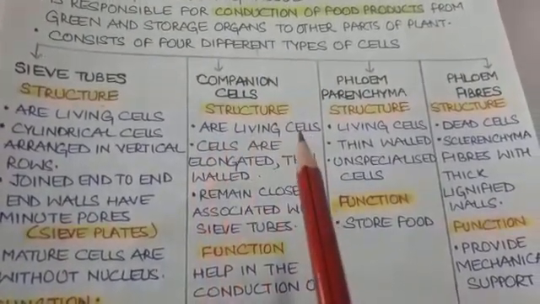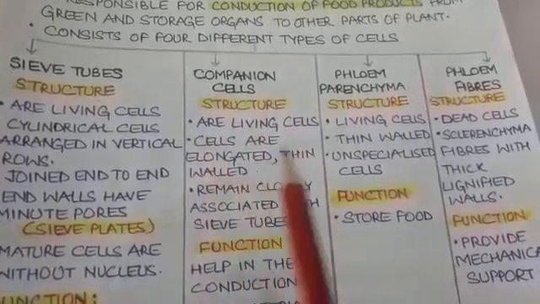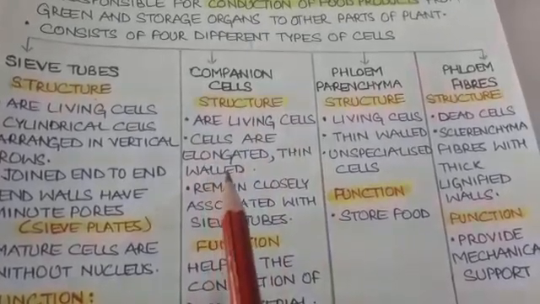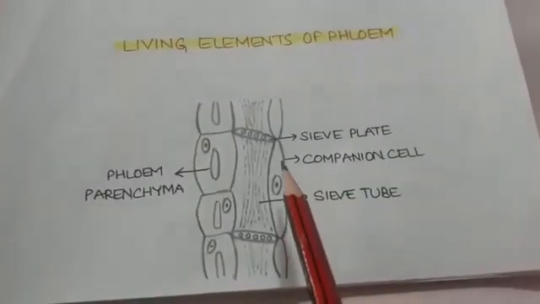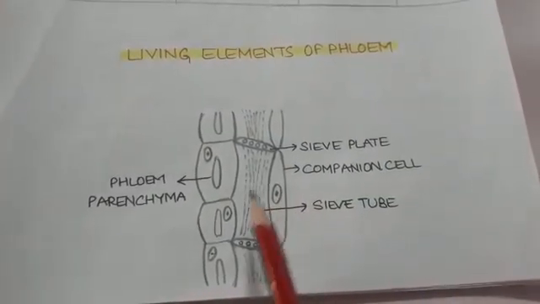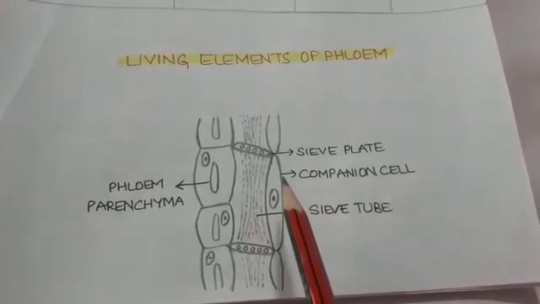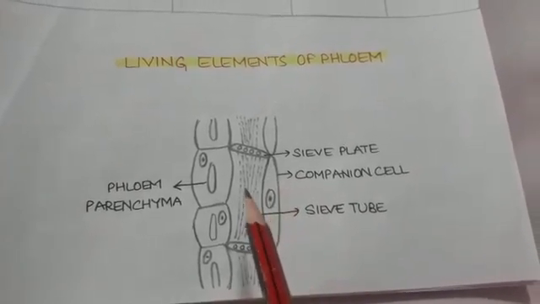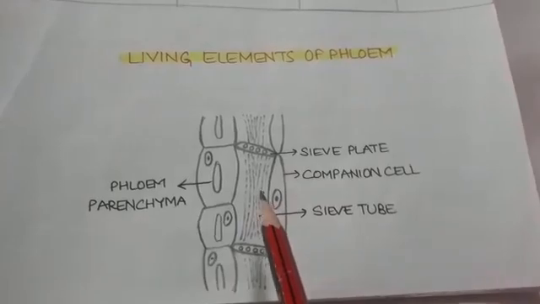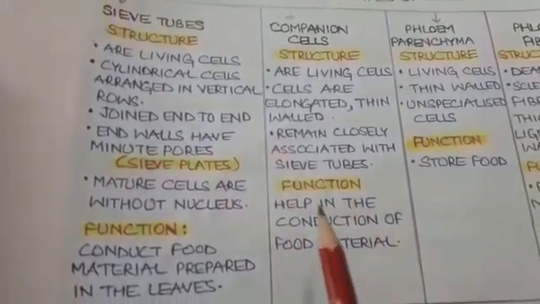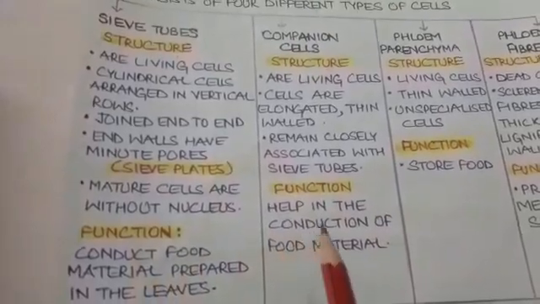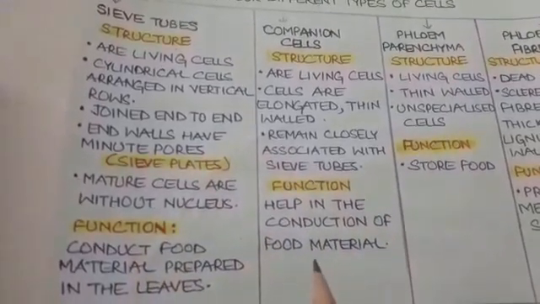The second type of cells are companion cells. Again, these are living cells. The cells are elongated, thin walled, they have a prominent nucleus and dense cytoplasm, and they are closely associated with sieve tubes. These are the companion cells that are closely associated with sieve tubes. The function of companion cells is they help sieve tubes in the conduction of food material.